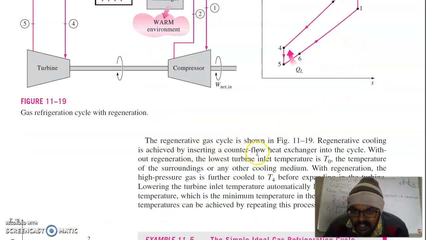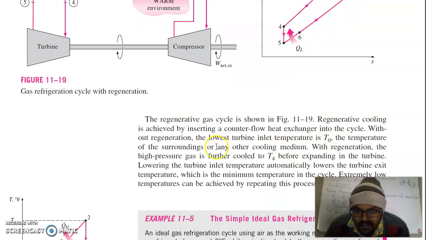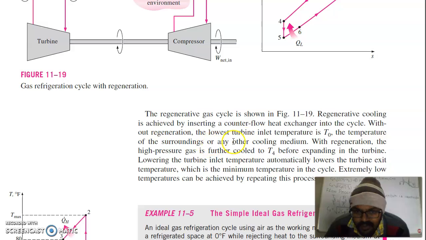The regenerative cycle is shown in the figure. Regenerative cooling is achieved by inserting a counterflow heat exchanger into the cycle. Without regeneration, the lowest turbine inlet temperature is T0, the temperature of the surroundings or any other cooling medium. With regeneration, the high temperature gas is further cooled to T4 before expanding in the turbine.